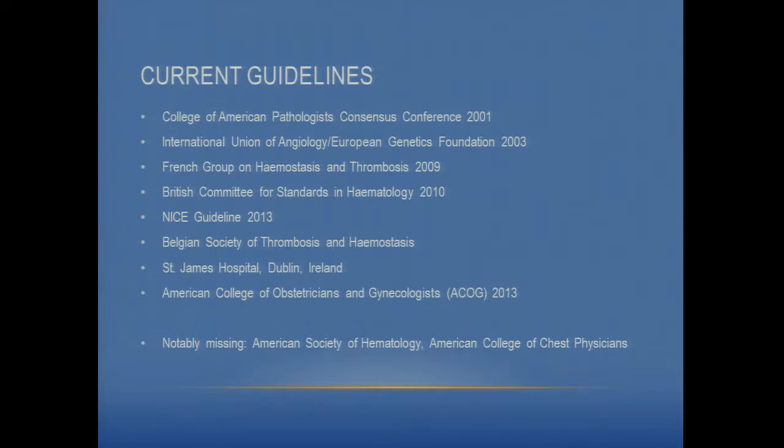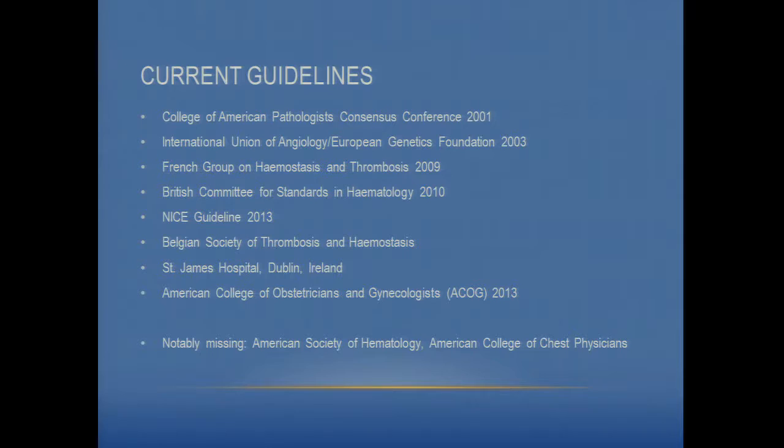Well, I can tell you that these are some of the ones I was able to find. The College of American Pathologists was one of the first to publish a consensus statement in 2001. It is a large, bulky document. It goes through case by case by case by case and tells you who they would recommend testing and who they would not recommend testing. It is utterly useless, in my opinion.